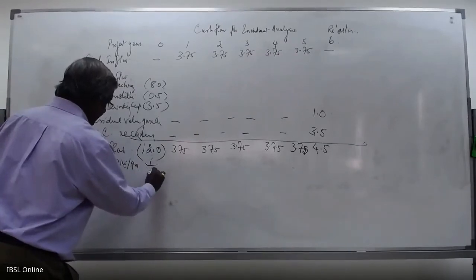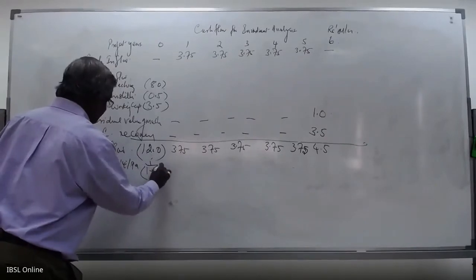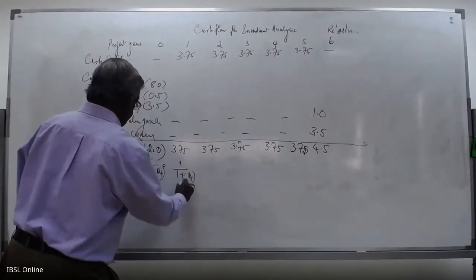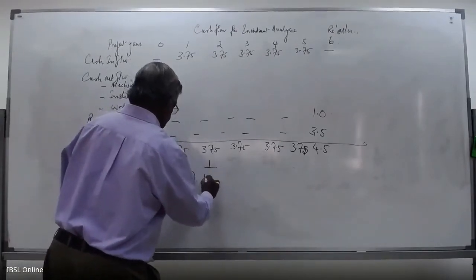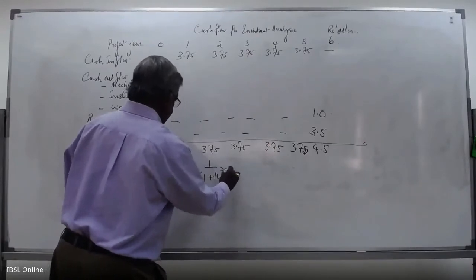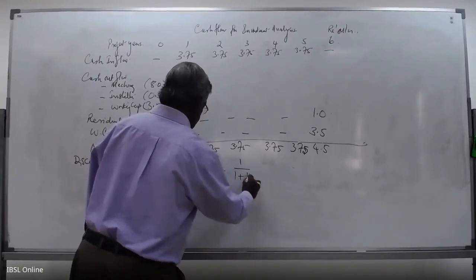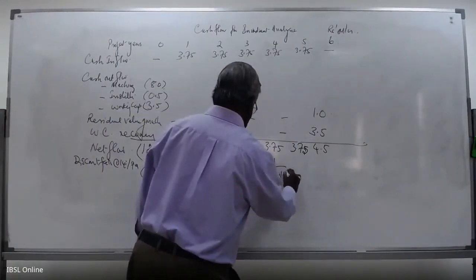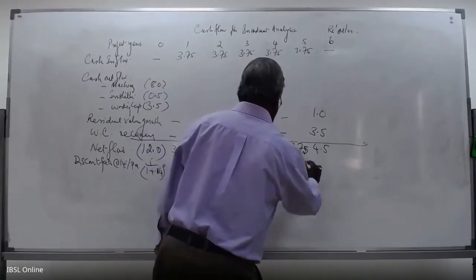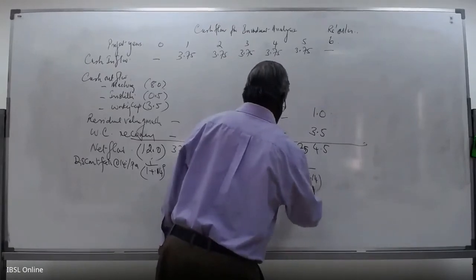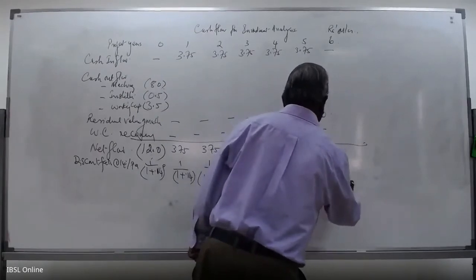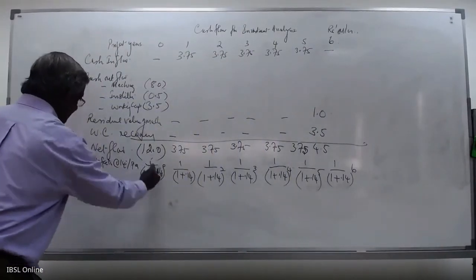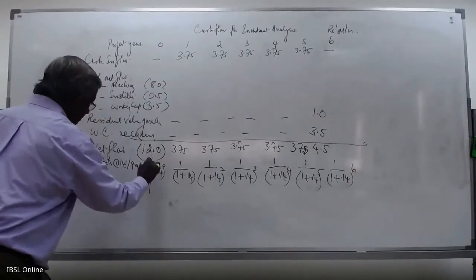One divided by 1 plus 0.14 to the power 0, then 1 divided by 1 plus 0.14 to the power 1, power 2, power 3, power 4, power 5, and power 6. So when you do it, the discounting factor is 1, since 1 divided by 1 plus 0.14 to the power 0 is 1.